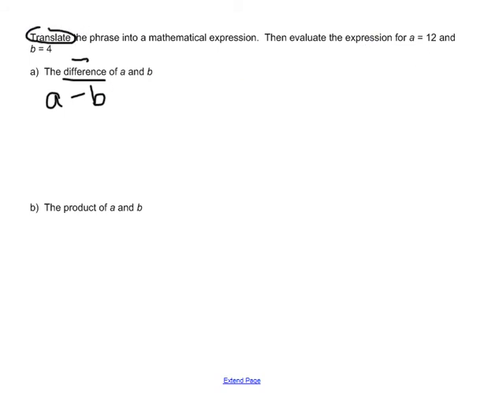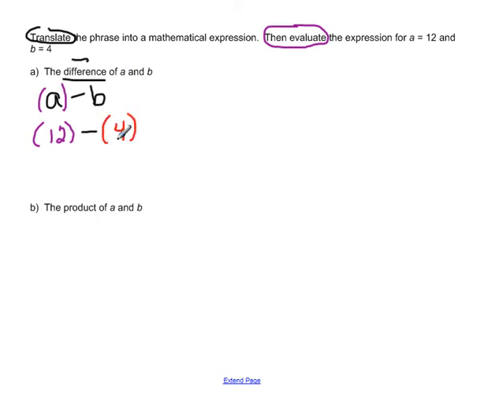But then they go on and say, then evaluate. So now instead of a, we're going to put in the value 12, and instead of b, we're going to put in the value 4. So let's go ahead and do that step. Instead of a, we're going to evaluate that for when a equals 12. So I'm going to take the a out and put the 12 into place. And then we're going to subtract the value of b. We'll notice that the value of b in this case is 4.